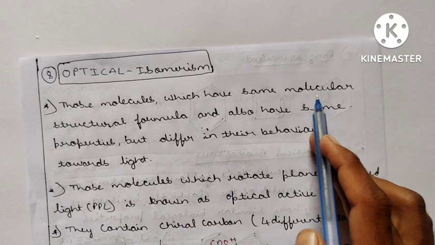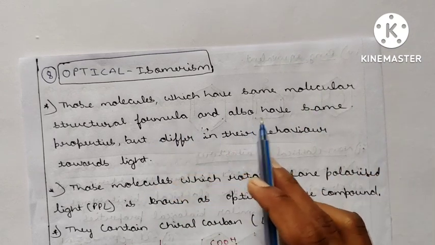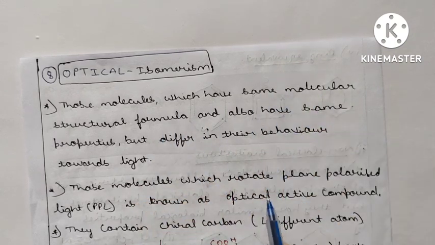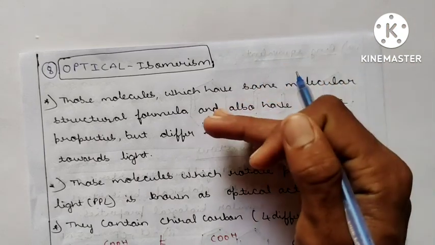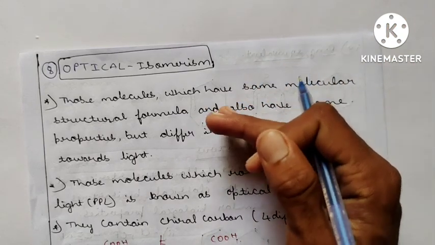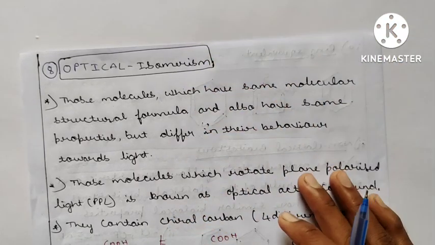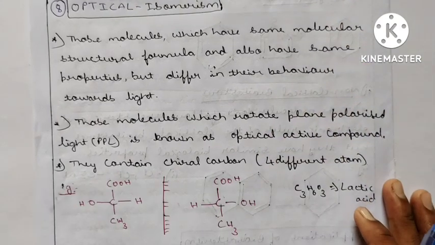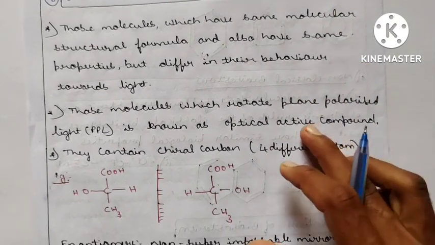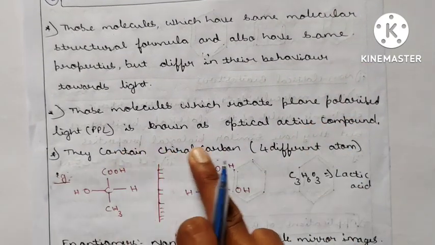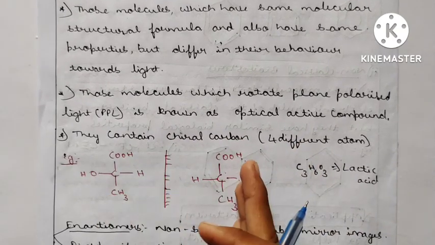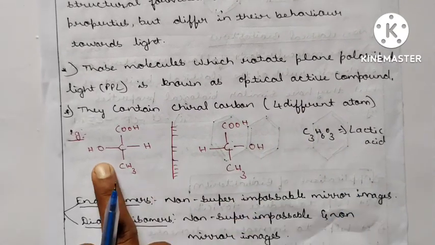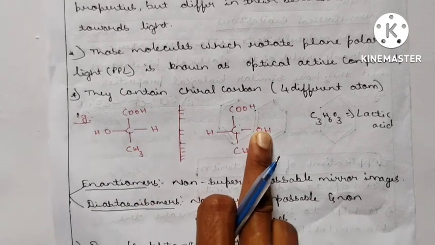Those molecules which have the same molecular structural formula and also have the same properties but differ in their behavior towards light, okay, having the same structure, but when we pass a light through those substances, suddenly they change their behavior. I will explain you in the next step, don't worry. Those molecules which rotate plane polarized light, PPL, are known as optically active compounds. See these examples, just convert lactic acid. OH comes here, where? Here, see.